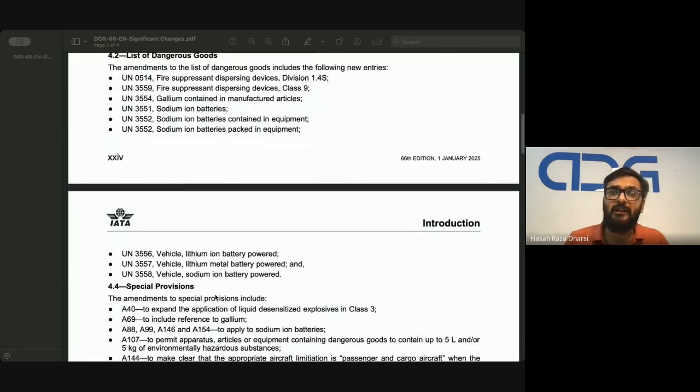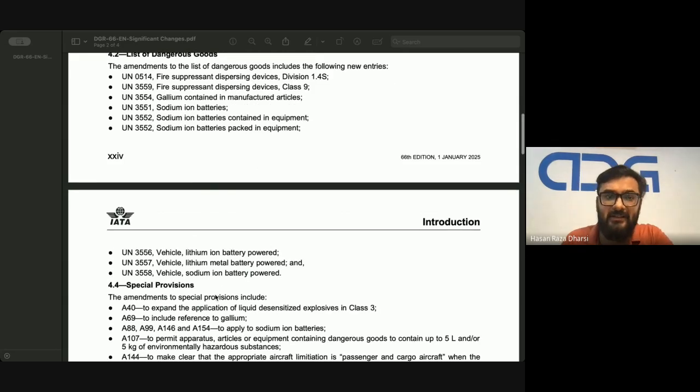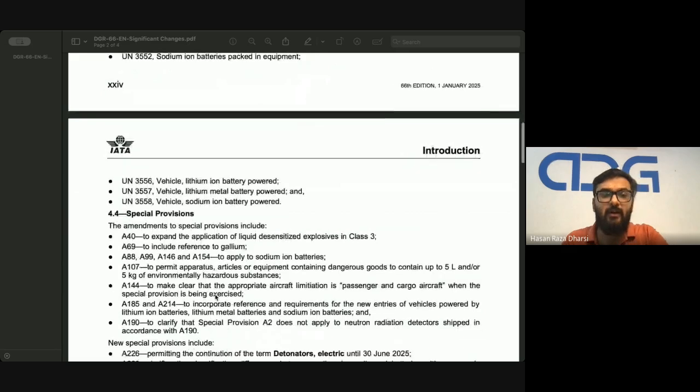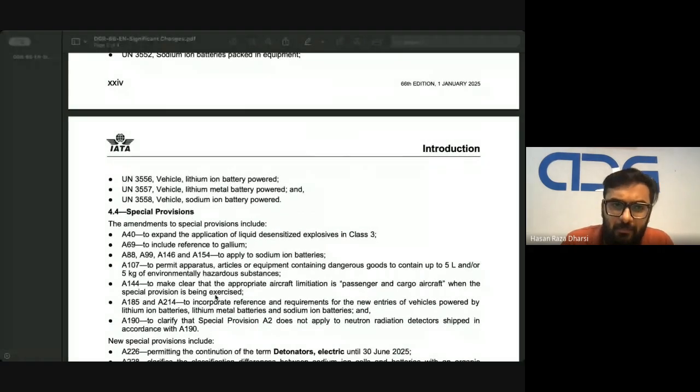So before, lithium was the only battery which was in class 9. Now the sodium battery has also been part of this new section in the latest edition of IATA. Now coming up to the special provision part.